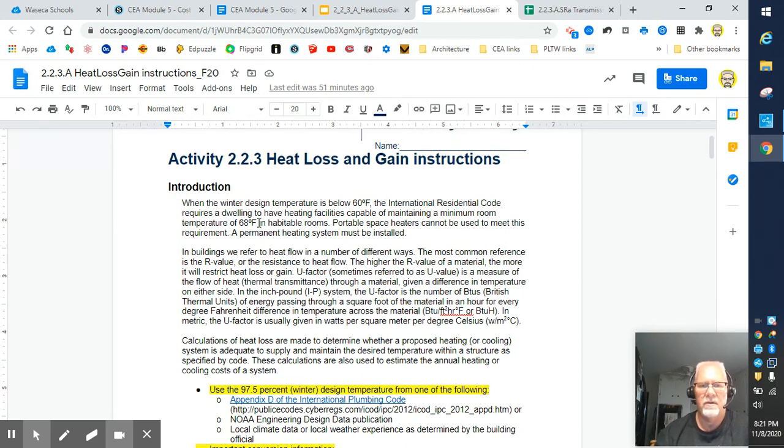When the winter design temperature is below 60 degrees, the International Residential Code requires a dwelling to have heating facilities capable of maintaining a minimum room temperature of 68 degrees in habitable rooms. Portable space heaters cannot be used to meet this requirement. A permanent heating system must be installed.